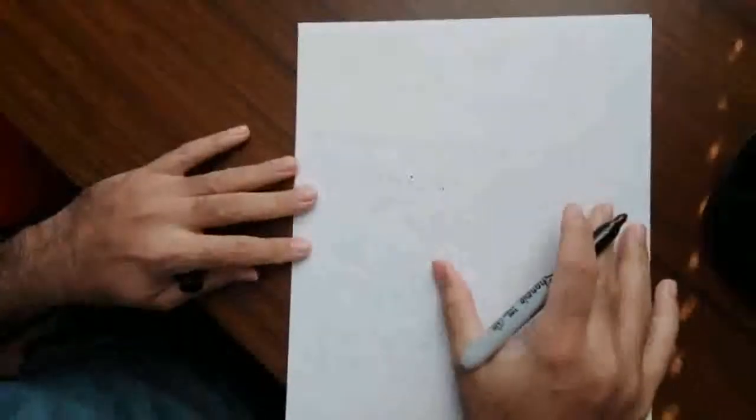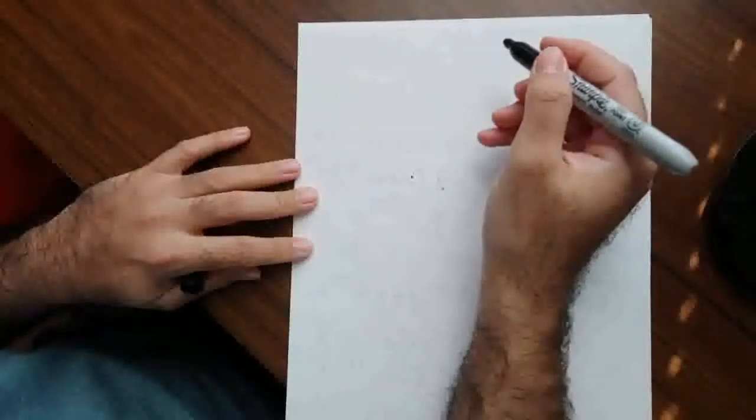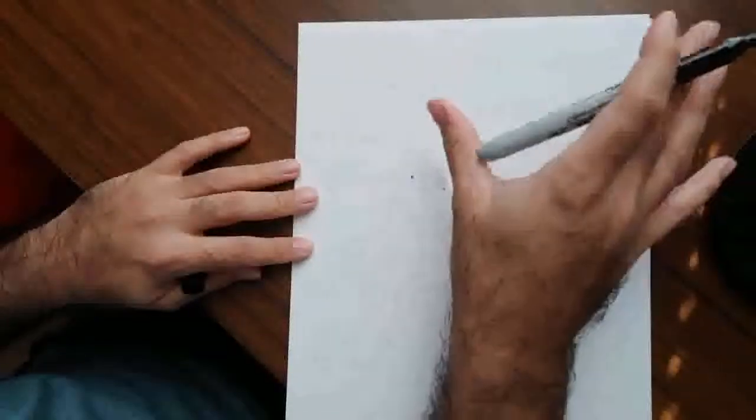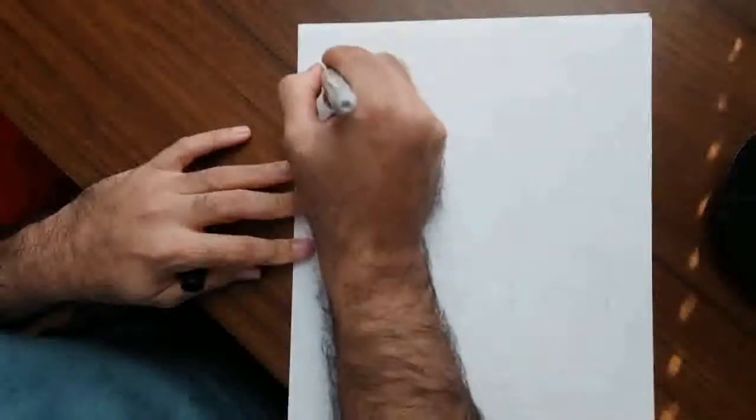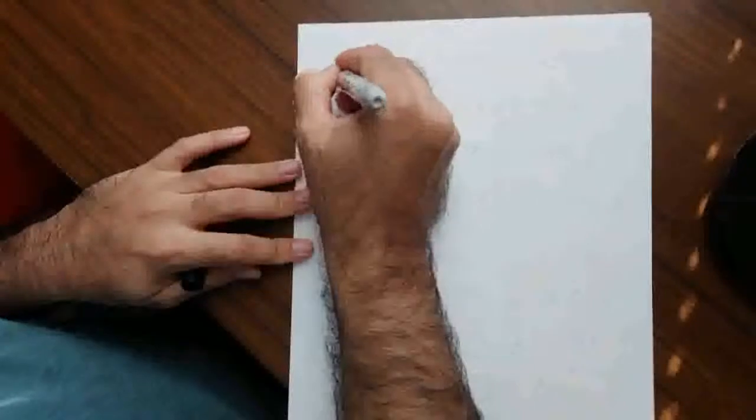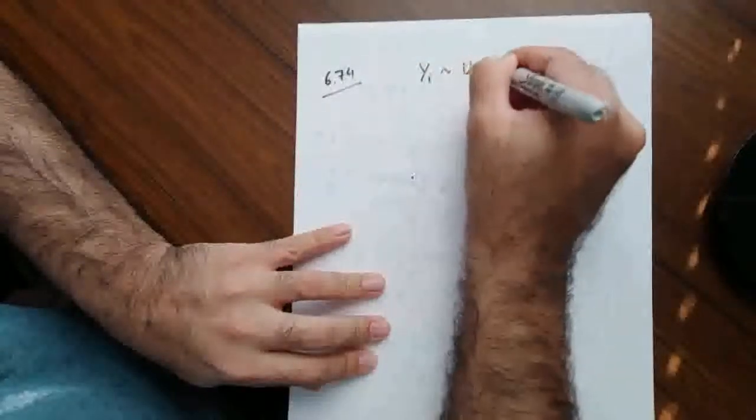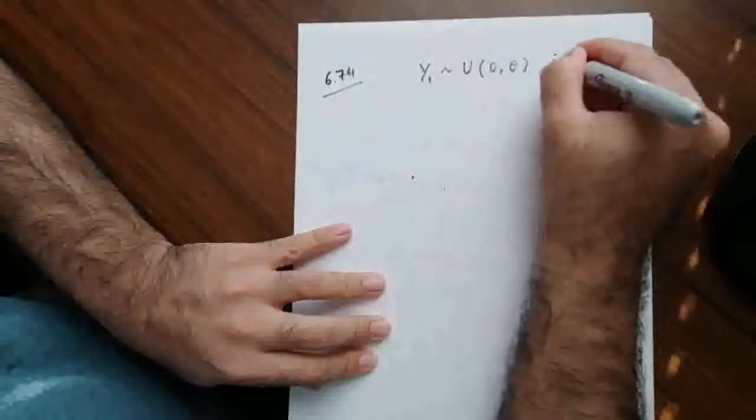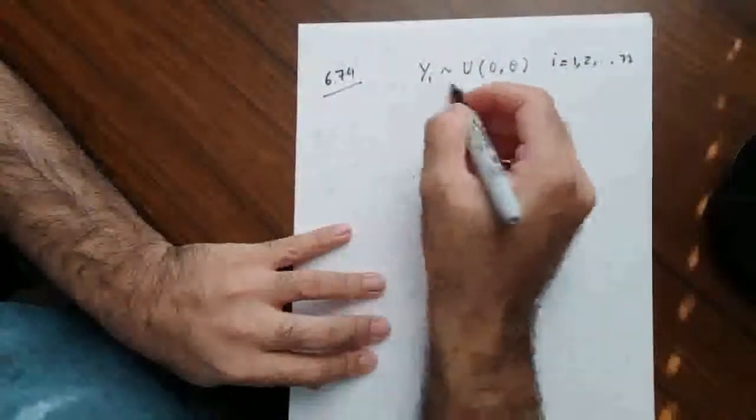So let's start with an example of the order statistics when the distribution is given to you. I already assigned 6.72 and 6.73. So let's do 6.74. So 6.74 says that yi follows a uniform (0, theta), i equals 1 to n, meaning that there are n of them.